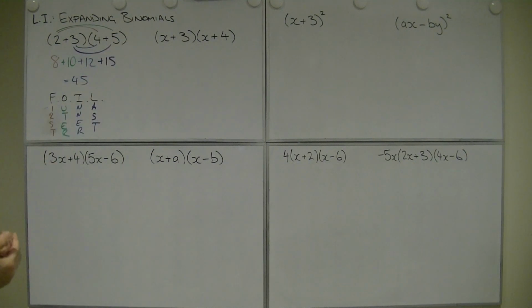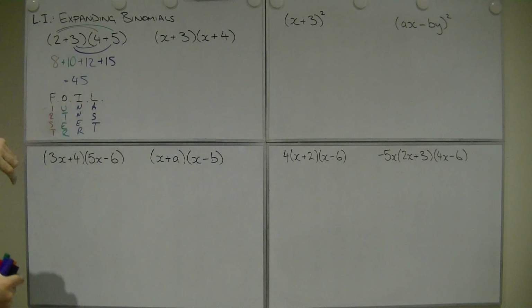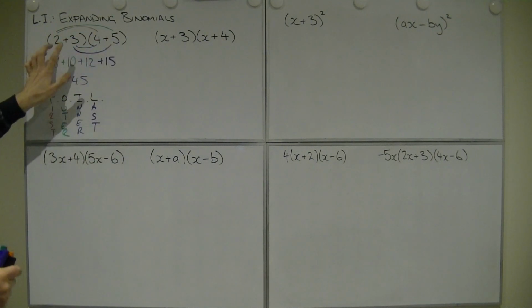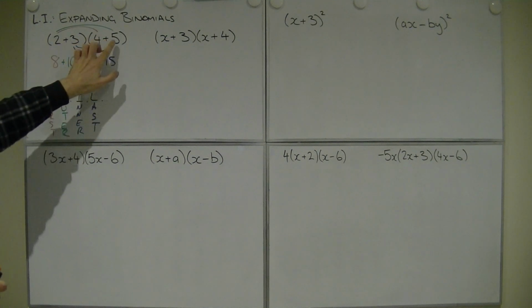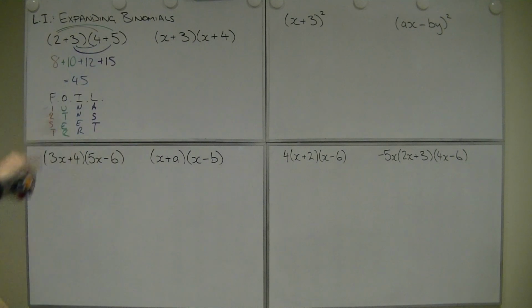It doesn't particularly matter if you use FOIL or not. All that matters is you've managed to pick every pair possible: 2 with 4, 2 with 5, 3 with 4, 3 with 5. We're not doing 2 with 3 and 4 with 5 because they're not multiplying, they're adding. So it's just every multiplicative pair.